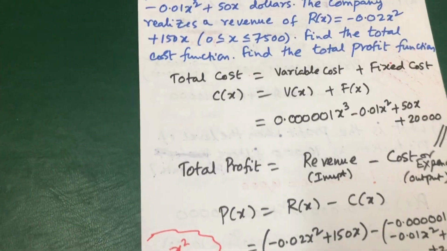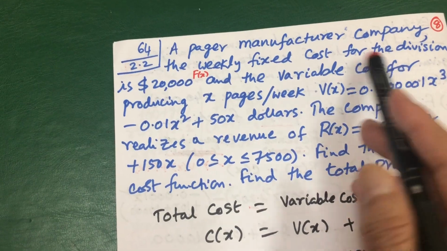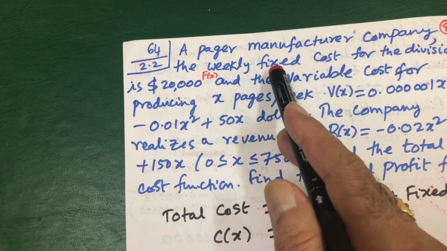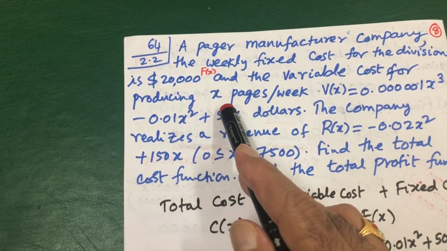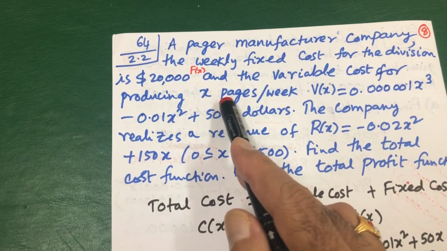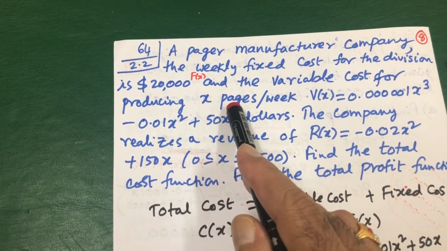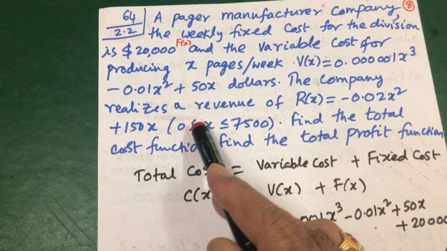Let us go to the next problem. A similar problem. A manufacturing company has a weekly fixed cost of the division of 20,000. And the variable cost of X pagers. There used to be a pager, long ago. That pager is being made. The variable cost VX is given like this. The company realizes a revenue.